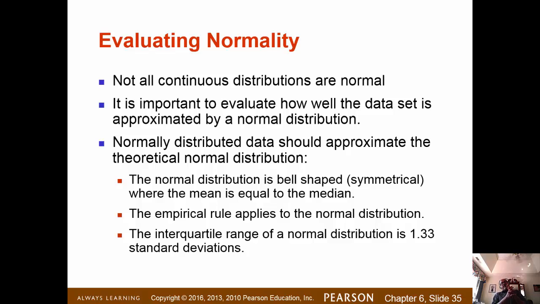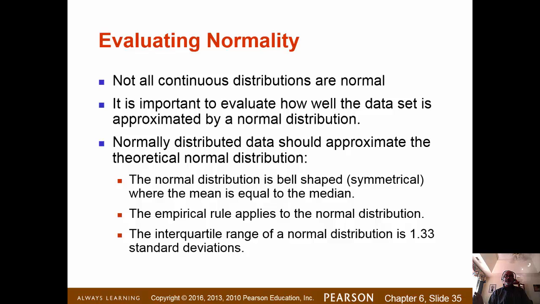The next topic in this chapter is evaluating for normal distribution. As I mentioned earlier, a lot of times we're going to be assuming that data follows a normal or bell-shaped distribution. When we make that assumption, we need to verify whether that is a reasonable assumption to make or not. So not all continuous distributions are normal.